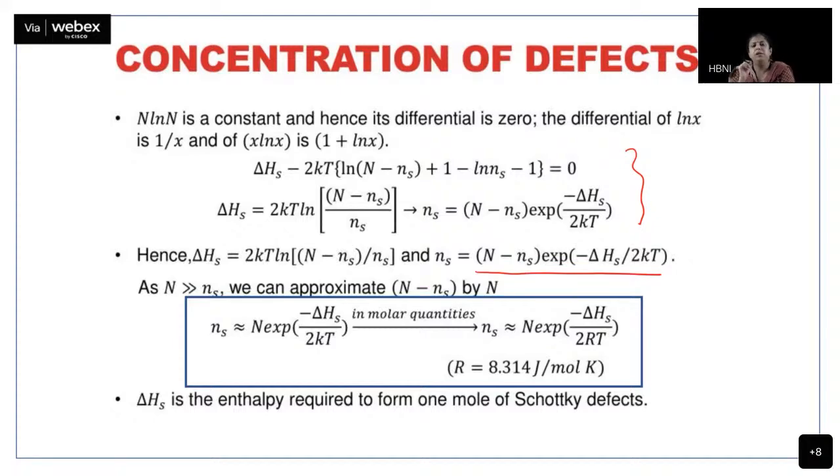Now the only approximation that you have to apply is that the number of sites available in your crystal, n, is much larger than the defects n_s created on it. It is obvious that if the defects are more, then you don't have a crystal. You don't have 3D periodicity, and what you are left with is the glassy or amorphous form. Once you apply this approximation, you replace n minus n_s by n because n_s is infinitesimally small compared to n. You get this expression. This is your number of defects.